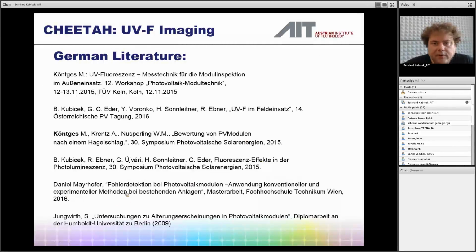We also did a diploma thesis that I'm not sure you can download. If you want it, it's in German. I can distribute it, where we compared this new technique that I will show later on with thermography mostly. That's this paper here from Daniel Meyerhofer.